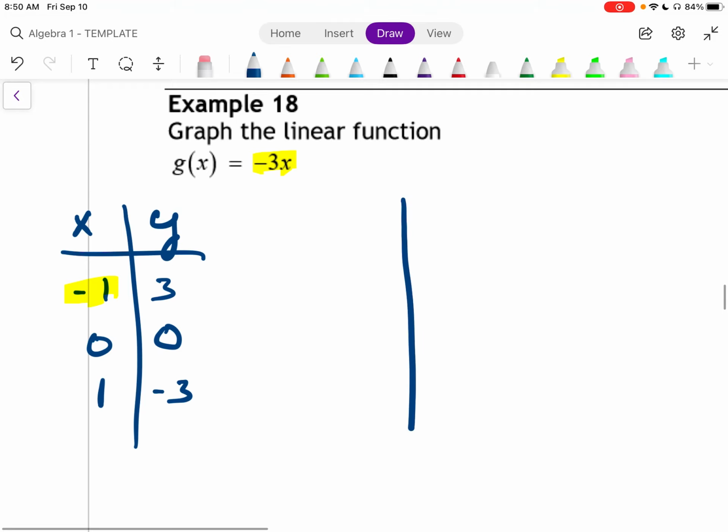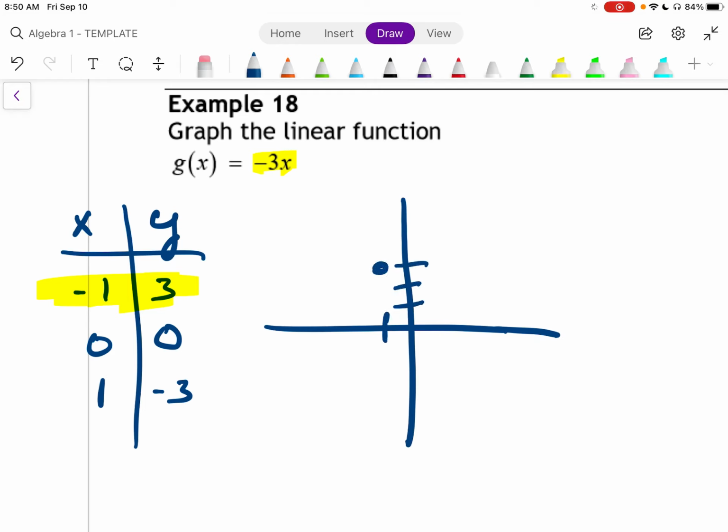Now to graph this, I draw my graph. Again, it's not a perfect graph. It's not meant to be a perfect graph. I'll grab from my first row first. So I have negative 1, positive 3. There's my point. Next up is 0, 0, and then 1, negative 3.